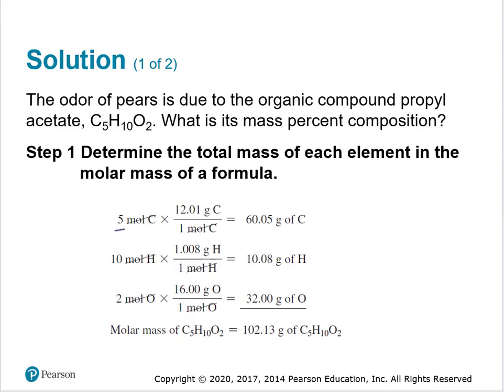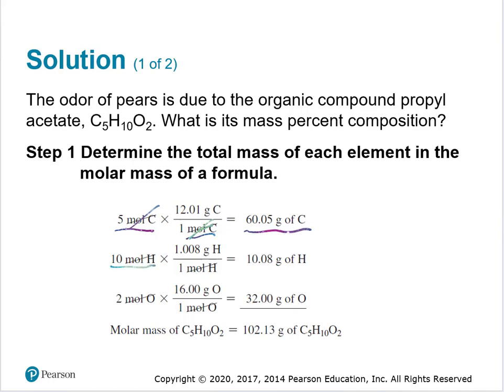So here we go. We went from 5 moles of carbon, and we got rid of moles of carbon by looking at the periodic table. 1 mole of carbon has a mass of 12.01 grams. So those will cancel, leaving me that in this compound, 1 mole of this compound has 60.05 grams of carbon.